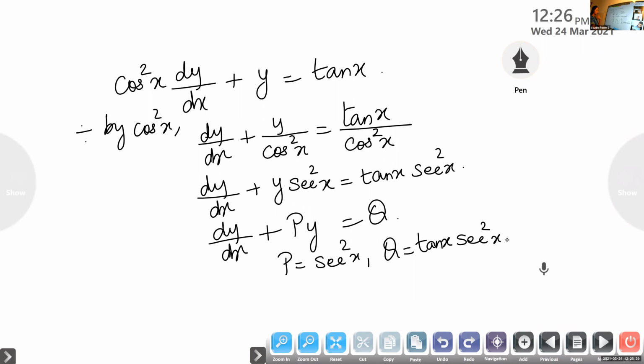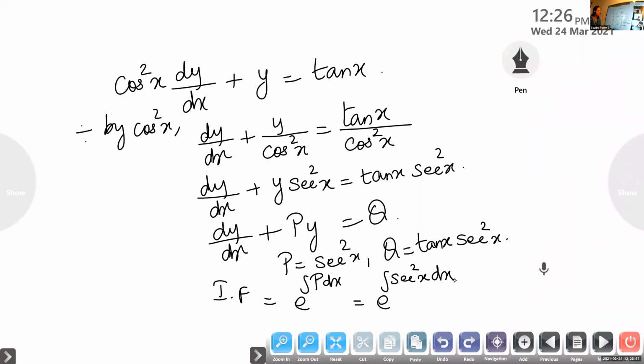Now P is given, Q is given. Now find out the integrating factor. What is the integrating factor? E raised to integral of P dx. Integrating factor is e raised to integral of P dx, which is e raised to integral of sec square x into dx.